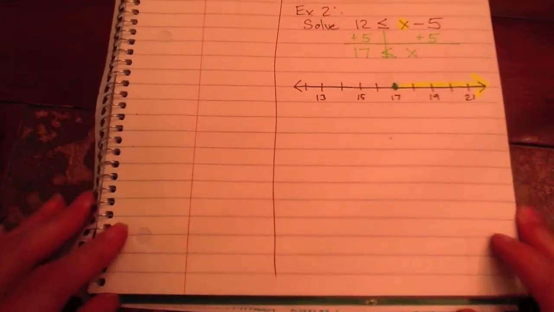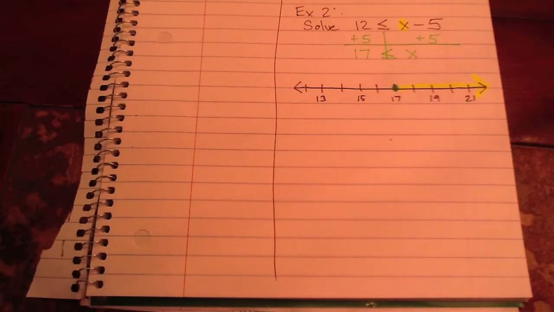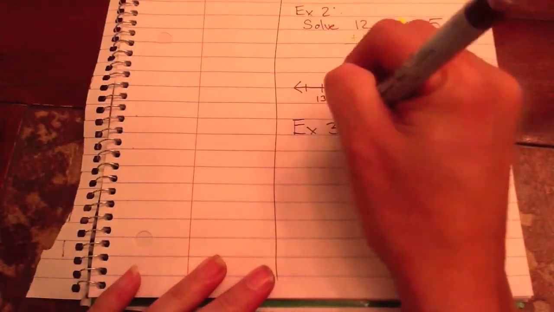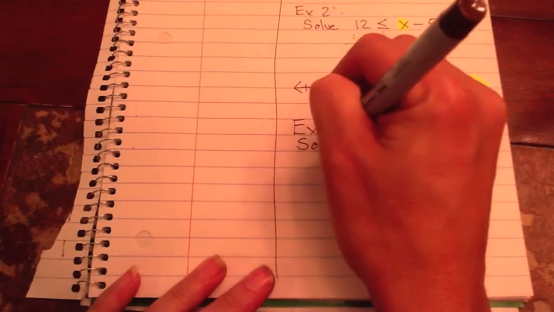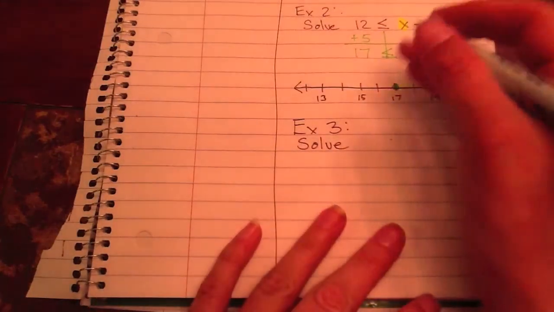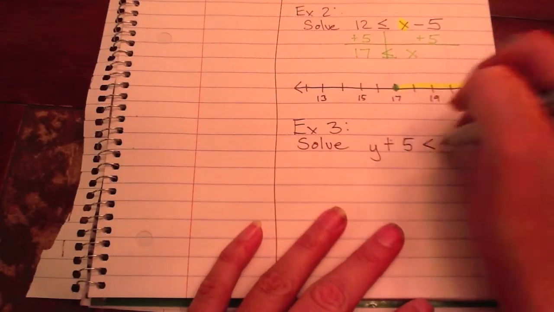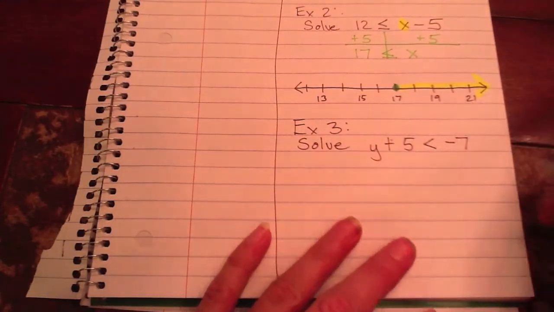All right, let's try one more. This one, I'm going to write it out. I want you to pause it and try it on your own, and then unpause and check it. Solve y plus 5 is less than -7, and then graph it.